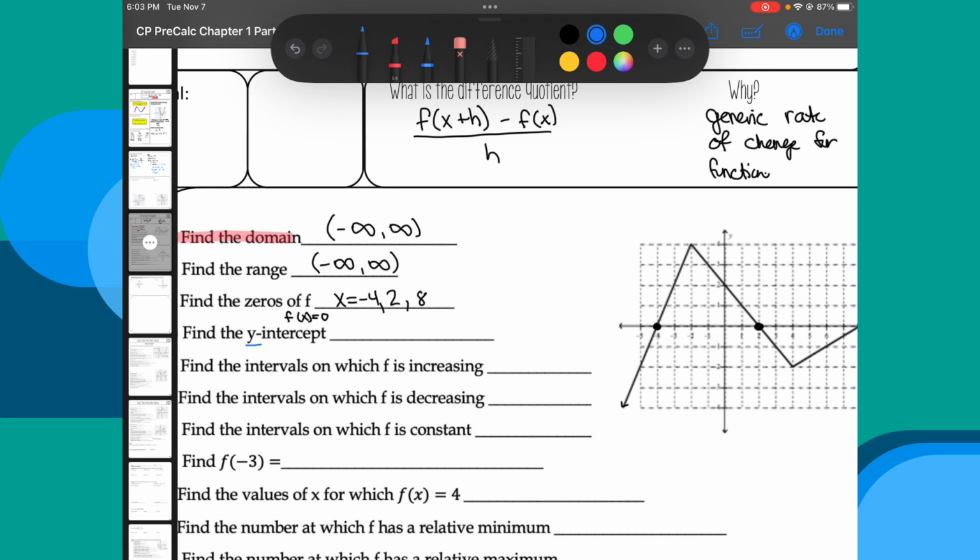All right, find our y-intercept. Our y-intercept is when the graph crosses the y-axis. So we can see right here, we are crossing, and that is at the point 0, 2.